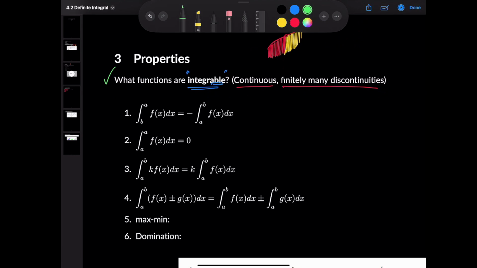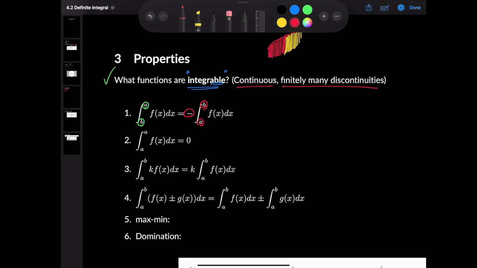There are things that help us rewrite them, manipulate them, and solve problems in different ways. The first one's probably the most different from differentiation. I don't think there's a perfect analog here, but the idea is that if you reverse the order of integration, meaning going from B to A instead of A to B, it's the opposite of the integral. It's the opposite of that value with those limits flipped.